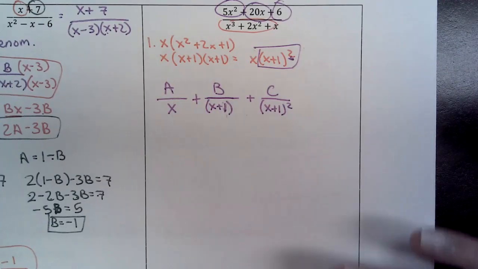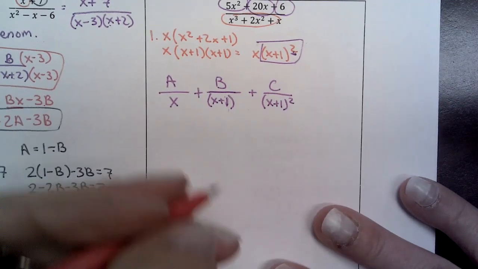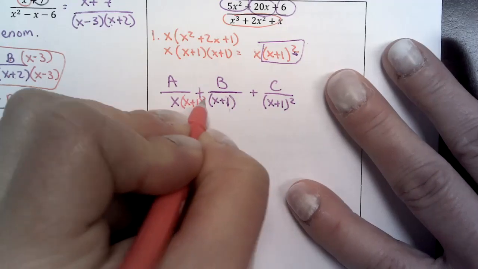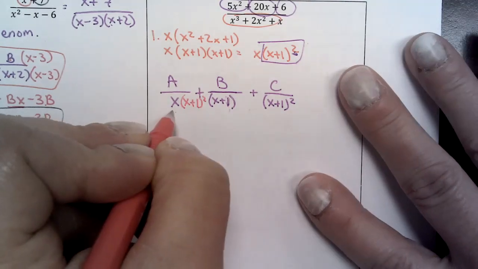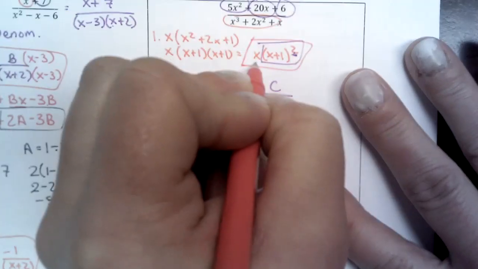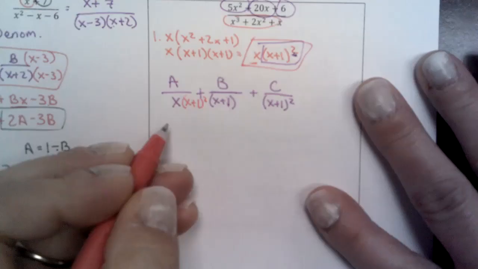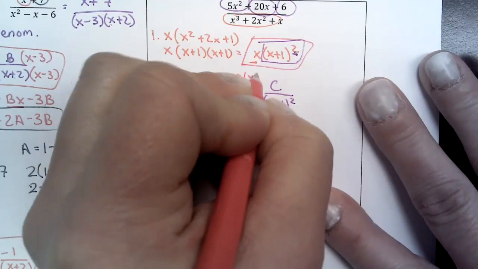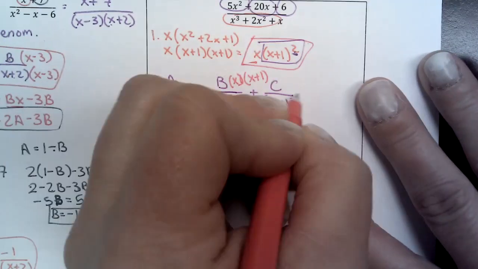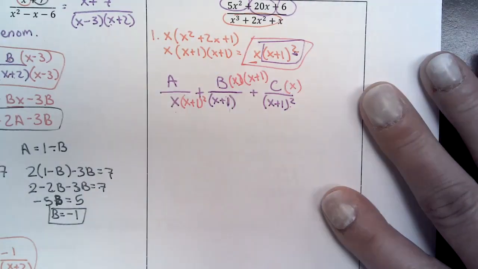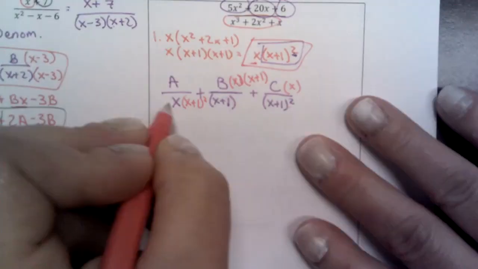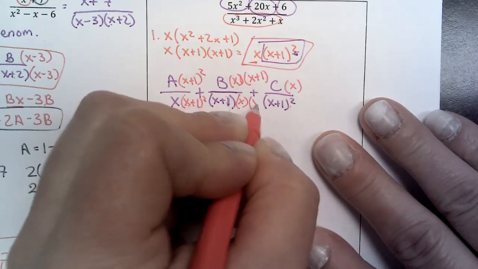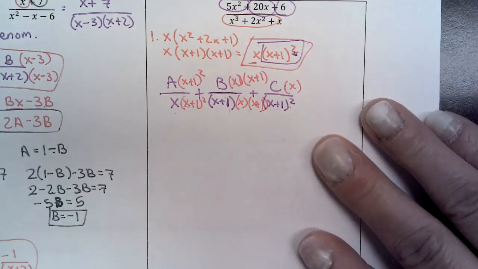Now we have to do the same thing we did on the last problem. We have to find a common denominator. In this case, I have to multiply times x plus 1 squared, because that's my common denominator. How do I know that? Because that's the common denominator I found when I factored this. So I just have to multiply this times x and times x plus 1. And this one, I just have to multiply times x. Whatever I do to the bottom, I have to do to the top. I'm just writing it down so you guys can remember that.